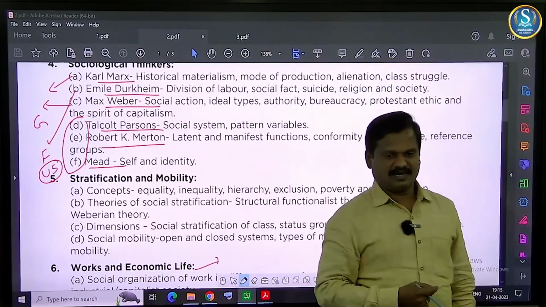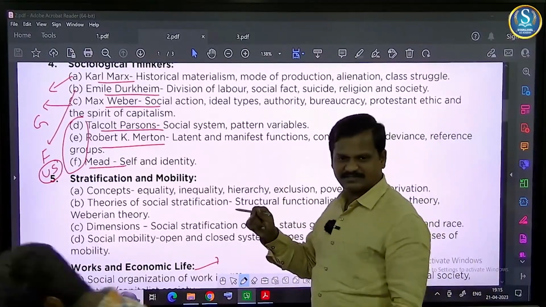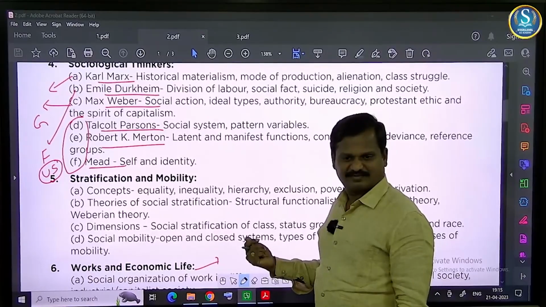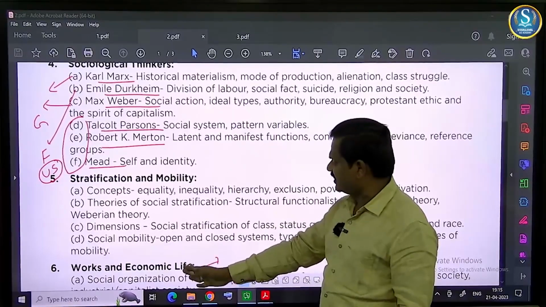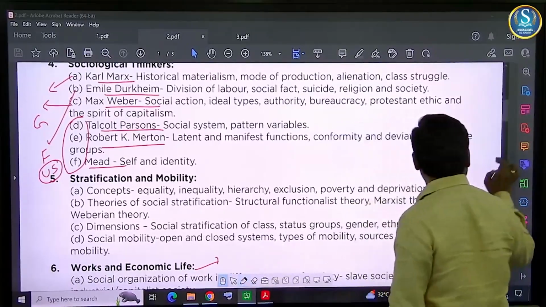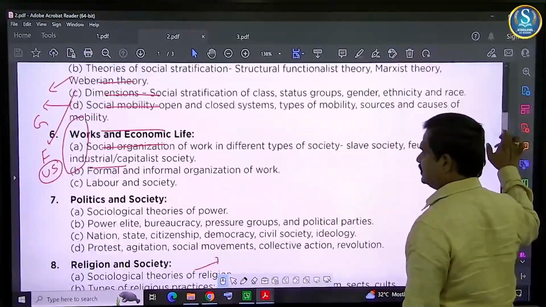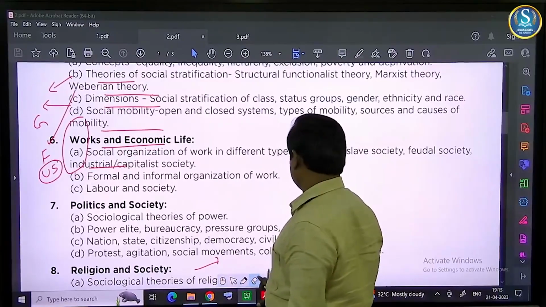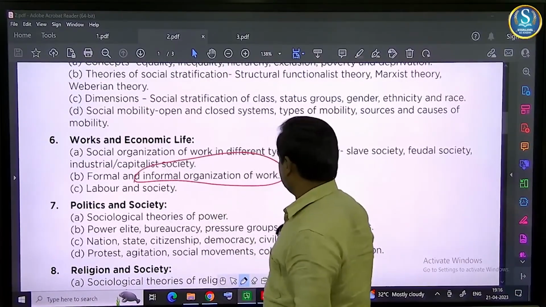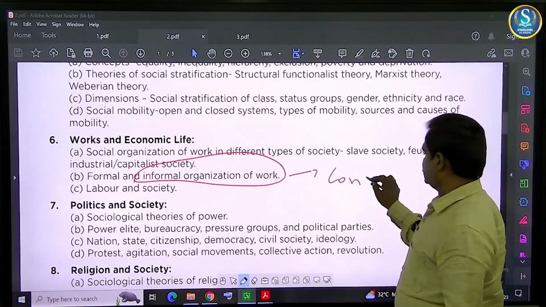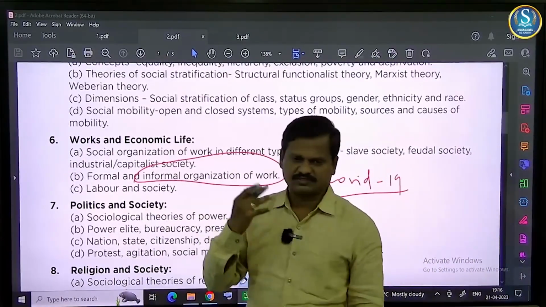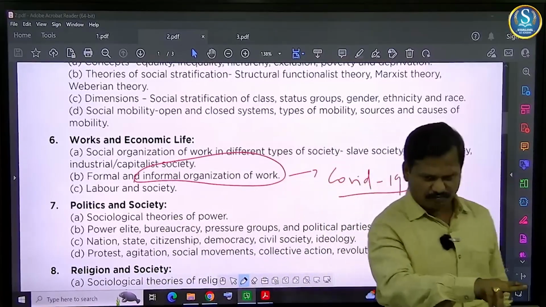This is another important aspect of sociology. You study in one place, and you study the chapter which is present in another place alongside. So when a student is studying Karl Marx, he automatically prepares for the 6th unit. There is only one topic which is new, which will basically be coming in the paper also, and that topic is work and economic life, formal and informal organization of work. So what happens during the COVID-19 times? Work is becoming more informal or not? And there was a question asked in the 2020 paper about COVID-19 and work.